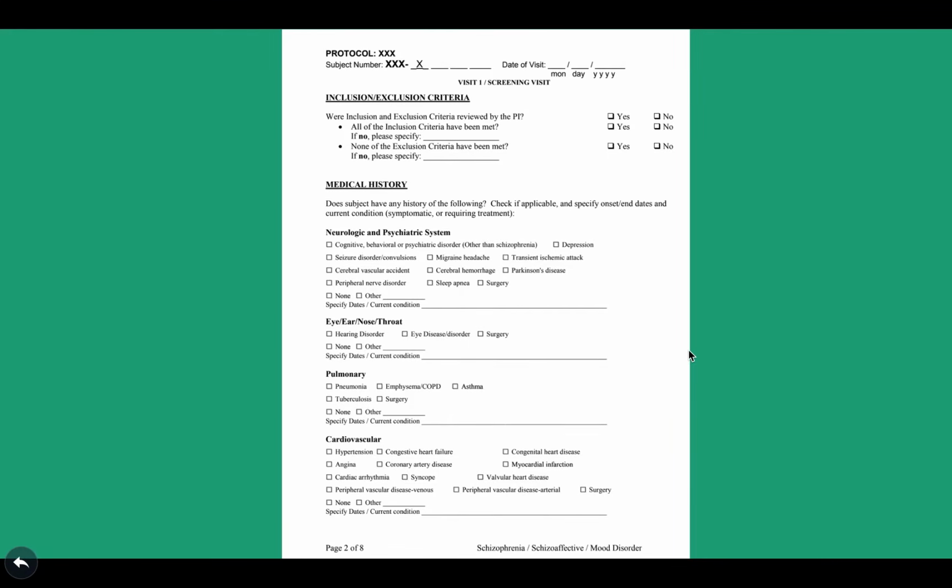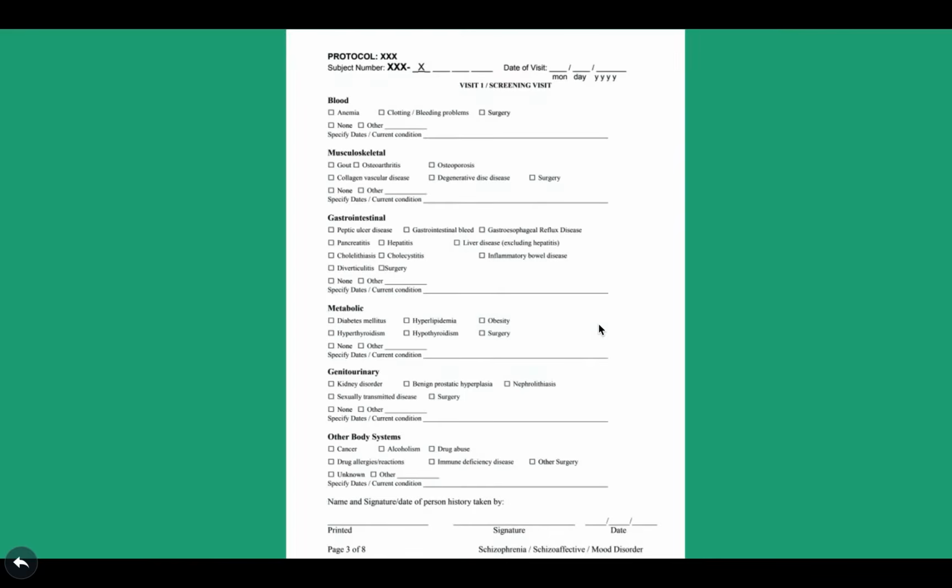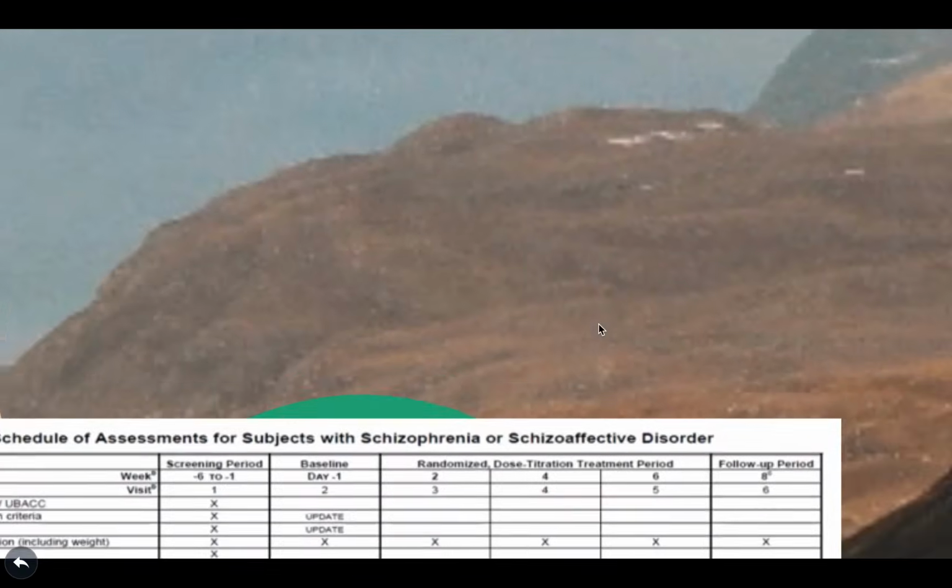Yeah, it says were inclusion-exclusion criteria reviewed by the PI. Okay, right. Would it be acceptable to leave these blank? No. Any of these blank? No, you're not following complete of ALCOA-C. That's right. So that's just an example I wanted to show you. There's more. This is page 3 of 8. Okay, the physical exam continues.